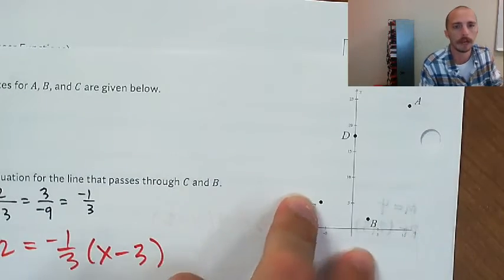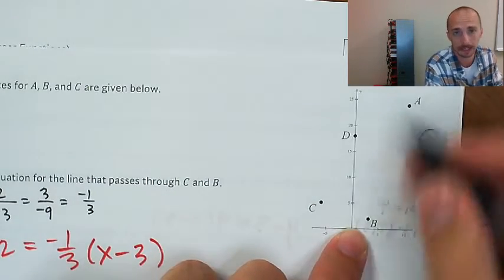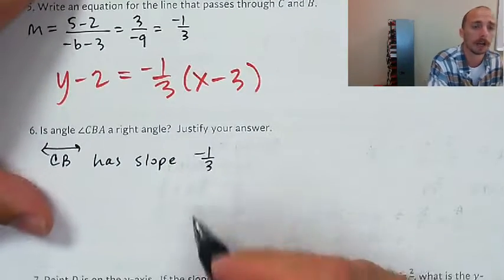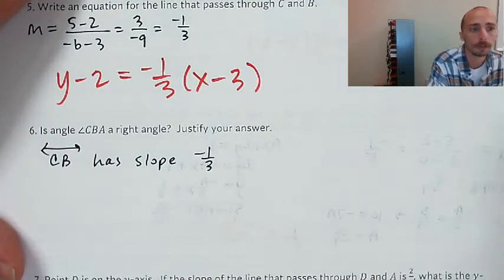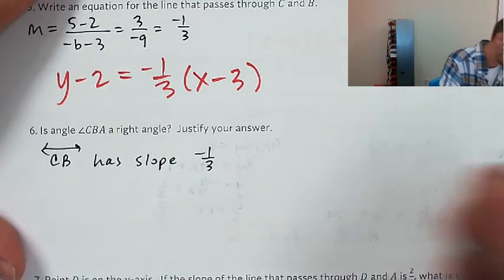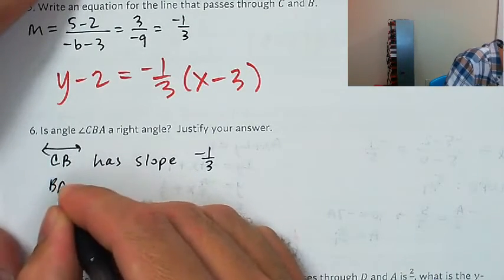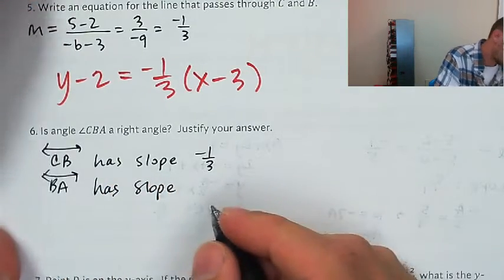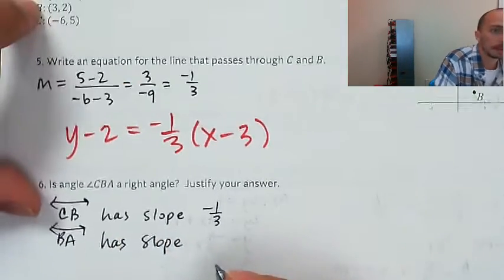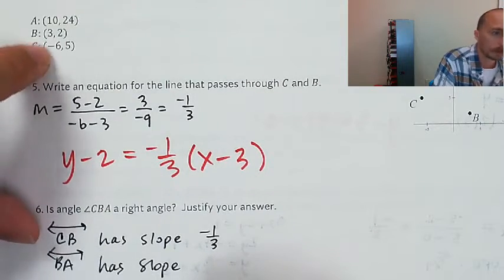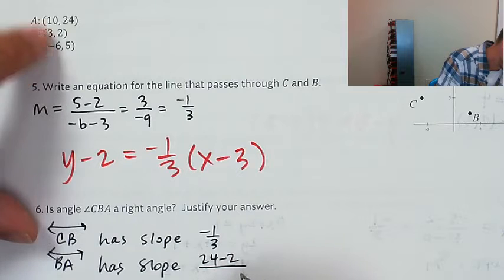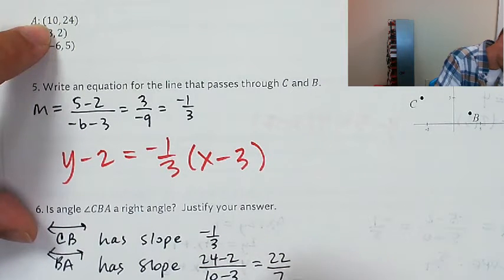Right? We determined that. So now I need to figure out the slope of line AB, or the line that connects B and A, or whatever you want to call it. I need to figure out that slope, and if it's not positive 3/1, then I know the lines aren't perpendicular, and therefore it's not a right angle. So I'm going to say, all right, line BA has slope, okay, you can't even see that, so I'm going to do 24 minus 2 divided by 10 minus 3, and that's equal to 22 over 7.